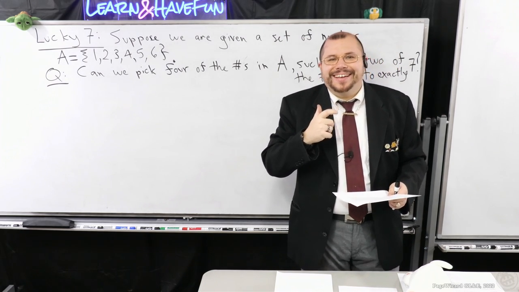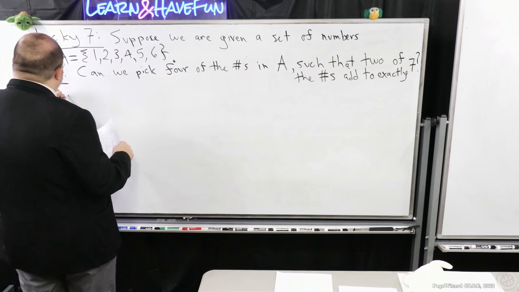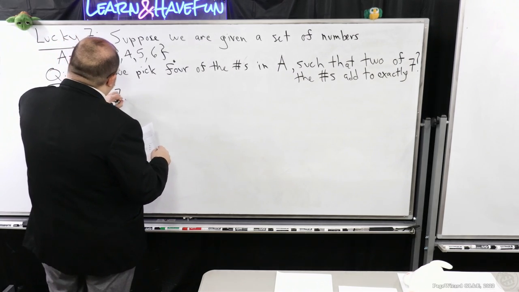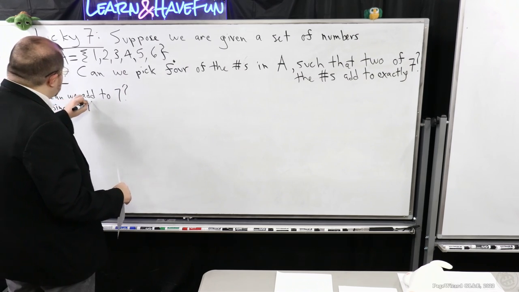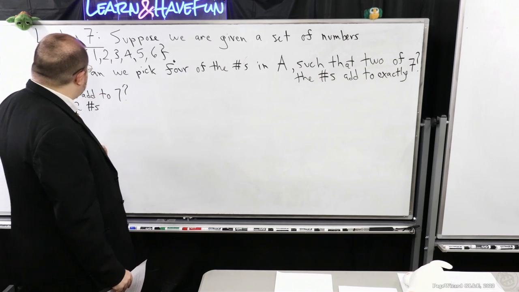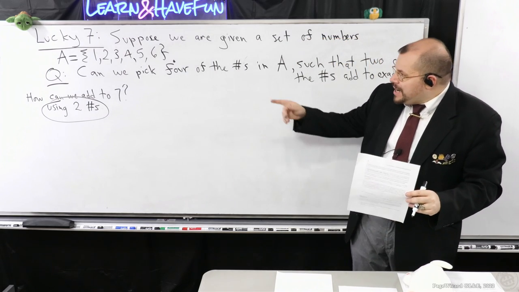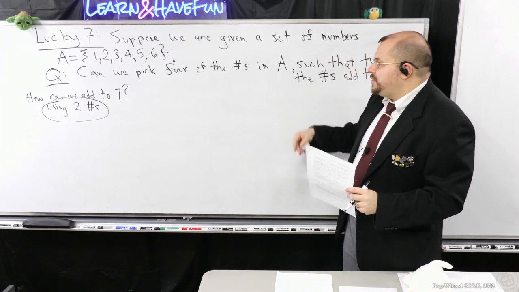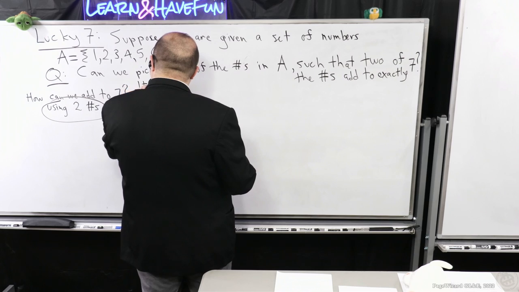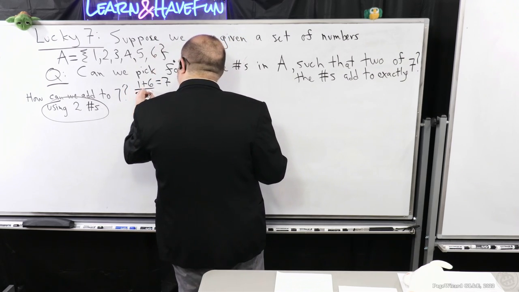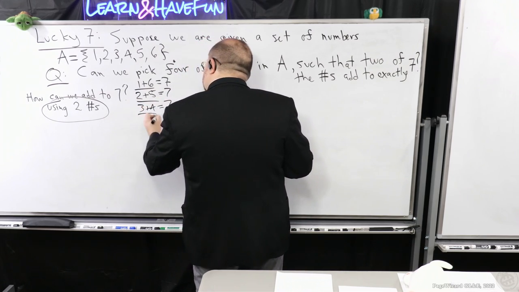How can we add to 7, in particular using two numbers? So there's something neat about this set. It's something special about that set over there. Let me show you. So how can we add to exactly 7? Well, you could do 1 plus 6, right? That equals 7. You've got 2 plus 5, right? That equals 7. You also have 3 plus 4. That equals 7, right?